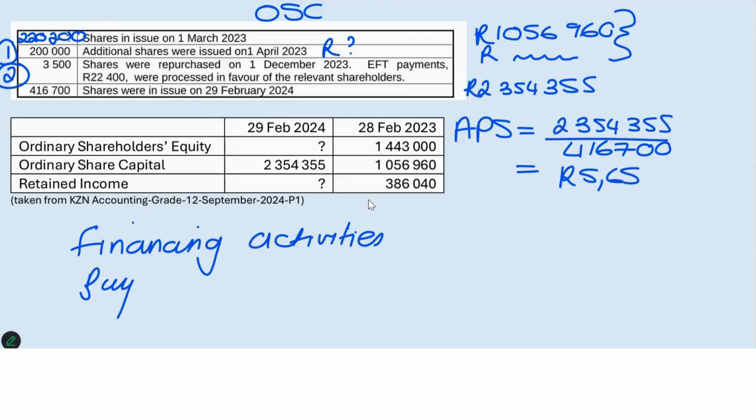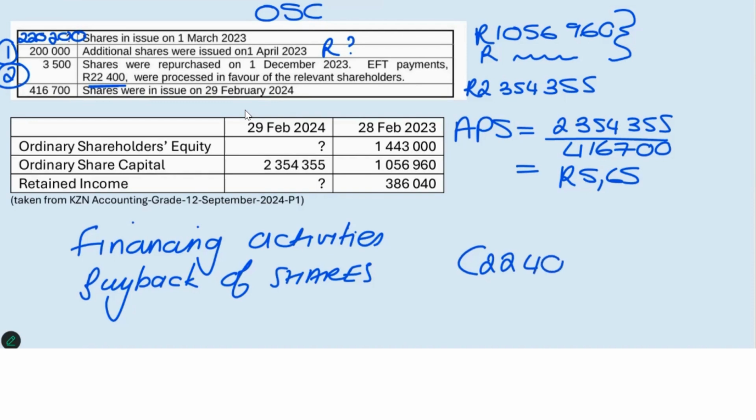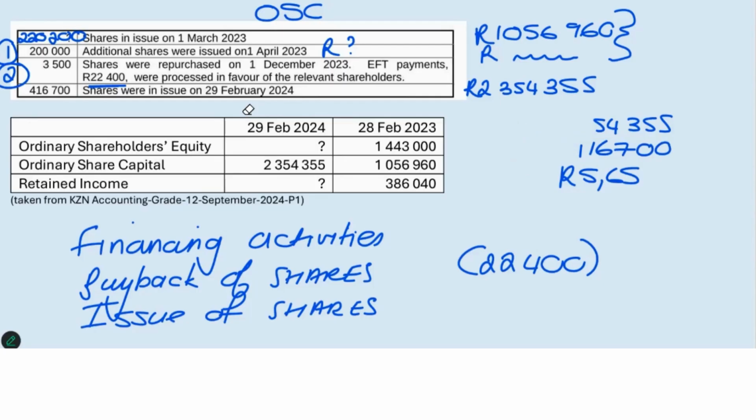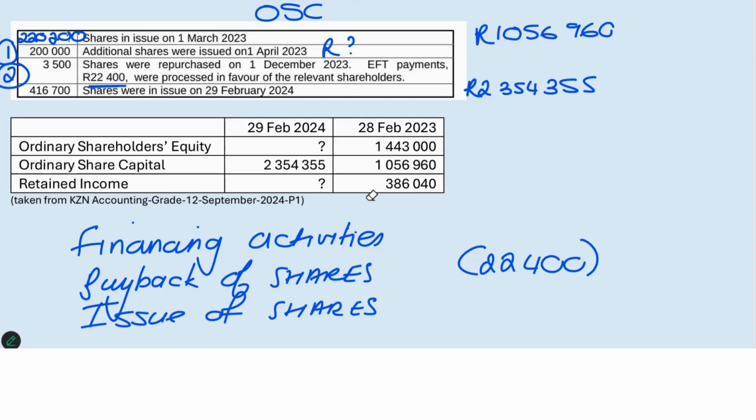So if we just focus on the buyback of shares, the total amount has already been given to us. It's the 22,400, which would be an outflow because we're buying back the shares from the shareholder. I just want to emphasize that students should be very careful when they work with that 22,400. They must remember that it is the total amount of money that went out of the business. But when they work in the retained income or the ordinary share capital note, then they use the average price and its two components.